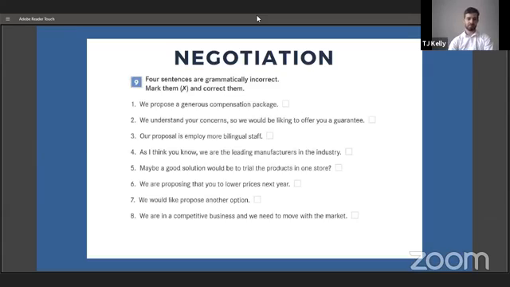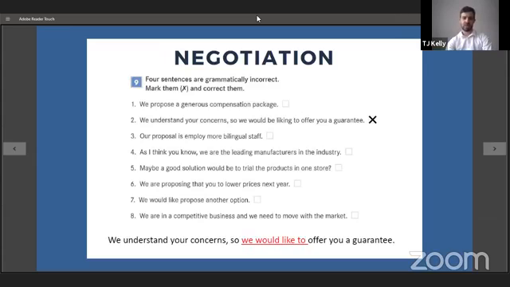That sounds okay to me. The second sentence says, we understand your concerns, so we would be liking to offer you a guarantee. Now, it sounds like there's a few too many words in there. To correct the sentence, I would say, we understand your concerns, so we would like to offer you a guarantee.